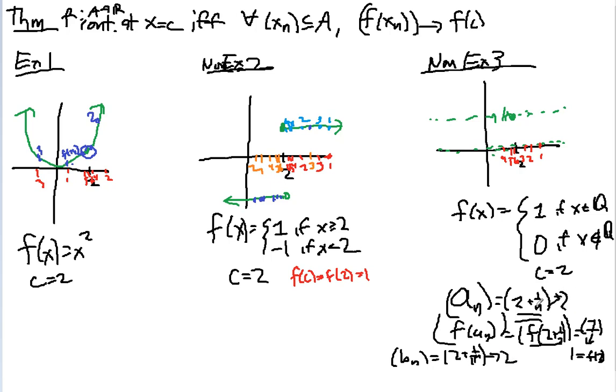But f of b sub n is going to be equal to f of 2 plus 1 over pi to the n, which is irrational, which means it's going to be a sequence of zeros, which is going to 0, which is not equal to f of 2. So basically, if you can find a sequence that converges to c such that f of that sequence doesn't converge to f of c, then it's not continuous. So this is really more useful to tell you why something is not continuous rather than why it is.